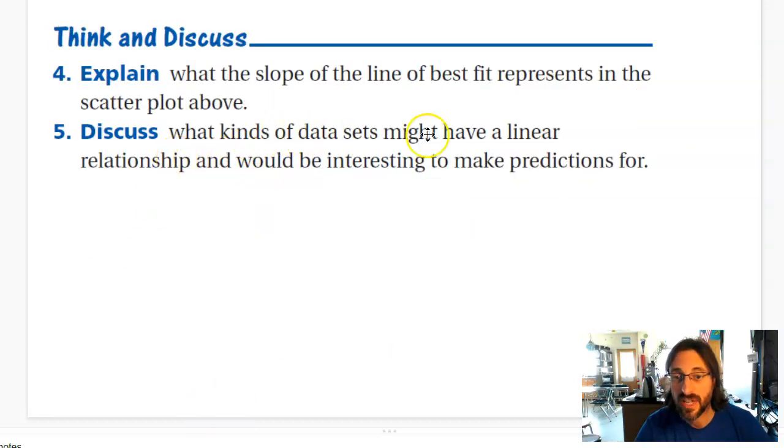Discuss what kinds of data sets might have a linear relationship and would be interesting to make predictions for. I'm really curious about things involving effort and working out, practice and performance, maybe things with heat, melting. And actually, you're going to explore these topics much more yourself.